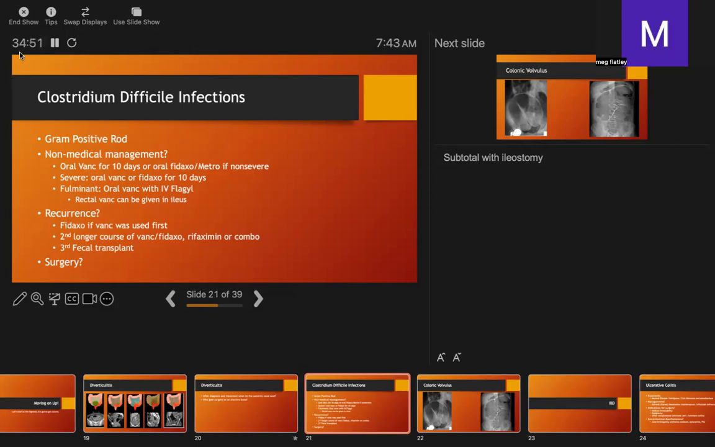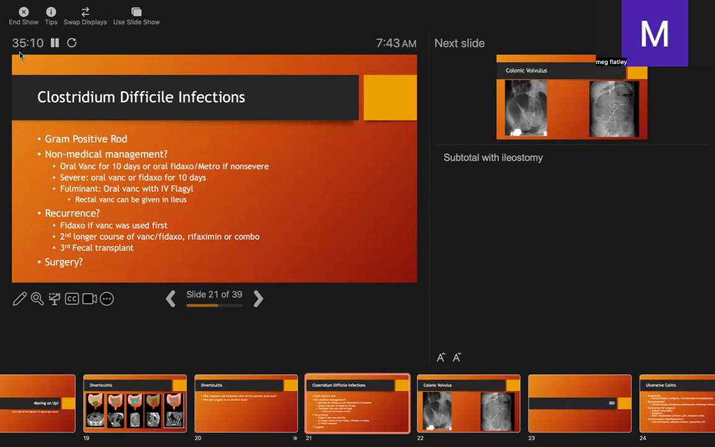And then fulminant, they talk about oral vanc, IV flagyl, and then you can do enemas from the rectum if you need to. Rectal vanc, if they have an ileus. Okay, that's kind of your thing. So just know that the test is not doing fidaxomicin first line. They may still have oral vancomycin.